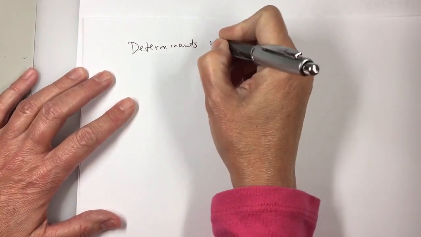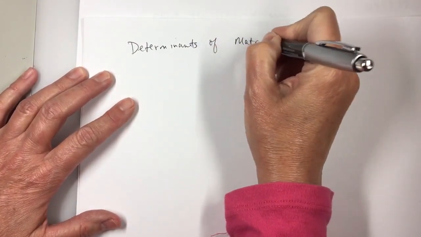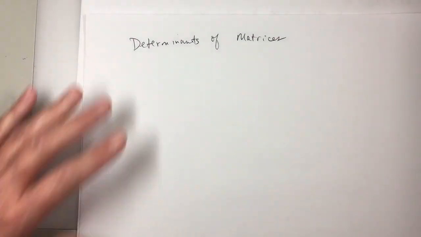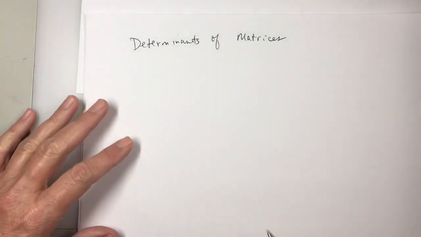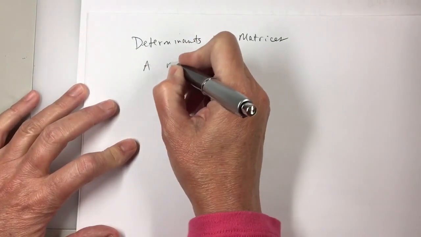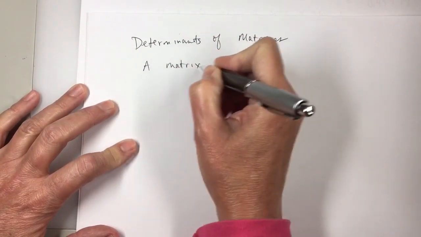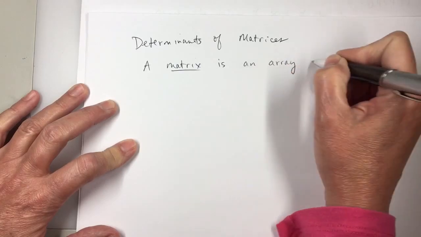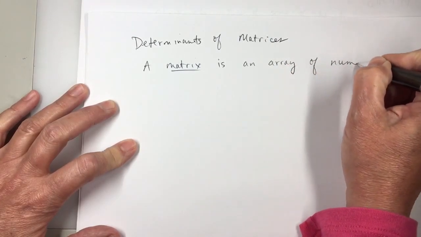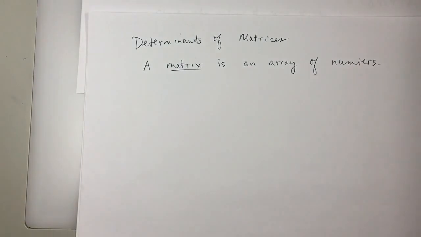Let's cover determinants of matrices. You probably saw this in high school. I think in high school you probably put the matrix in your graphing calculator and pressed the button and you had the determinant. So a matrix is an array of numbers.